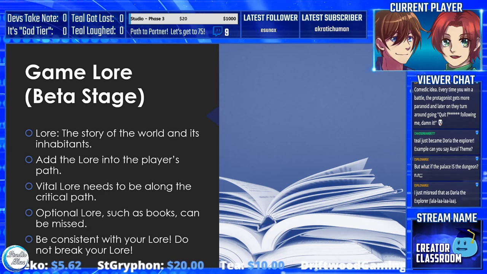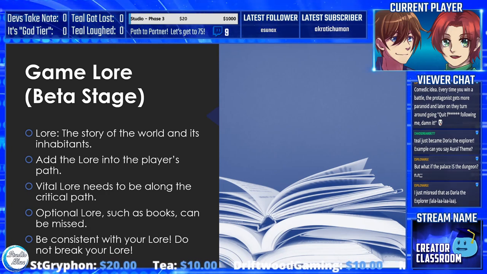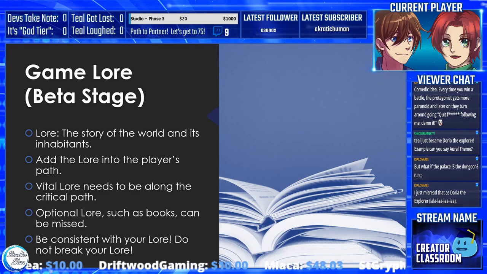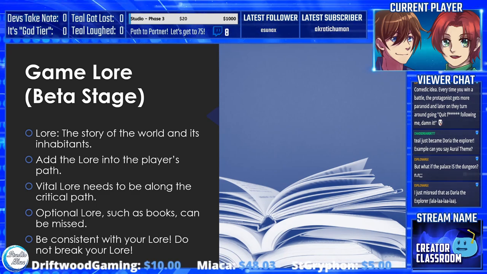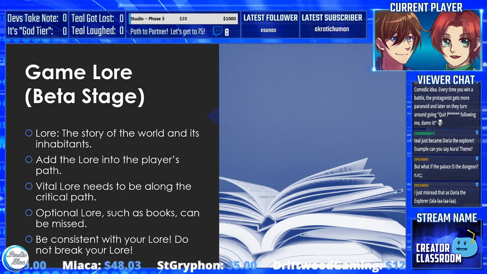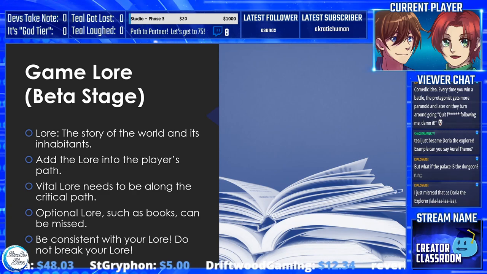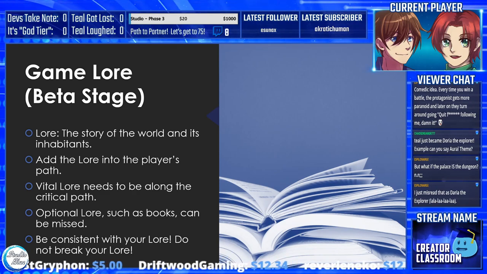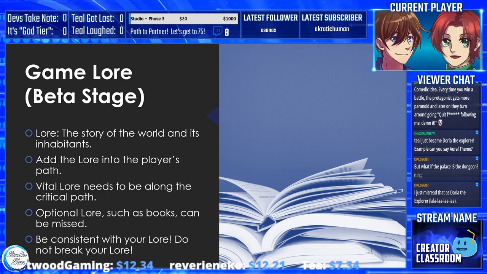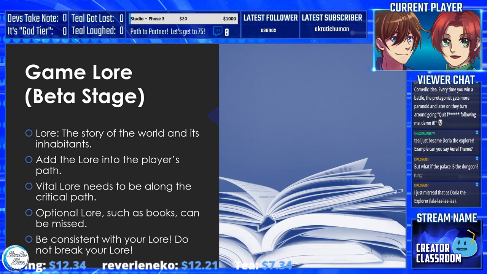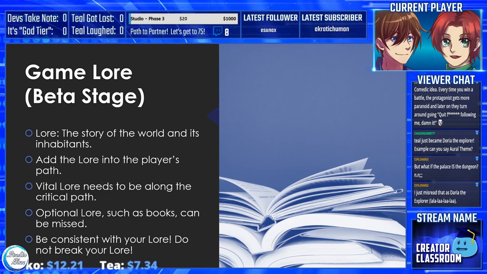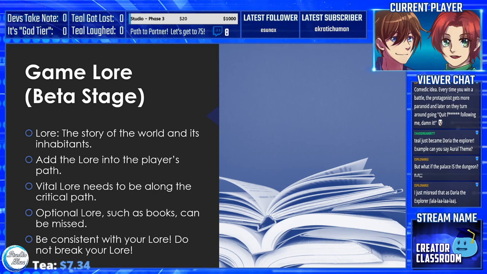The lore that just fleshes out the world, optional lore, can be something that they can miss, such as books and side story cutscenes. Be consistent with your lore and do not break your world lore unless you have an in-story reason to do so, like finding out that the world is contained within a dream or something like that. To circle back, this is where you put the lore that you've already written into the game, and you make it so that the player will find out what the lore is.